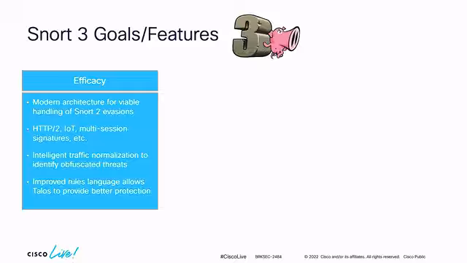So the idea with Snort 3 is it's a flow-based detection engine. So it's designed from the ground up to look at the flow instead of the packet. HTTP/2 is another one we wanted in there. Better Internet of Things, IoT, SCADA, whatever you want to call it. Better detection there. Some intelligent traffic normalization, et cetera, et cetera.